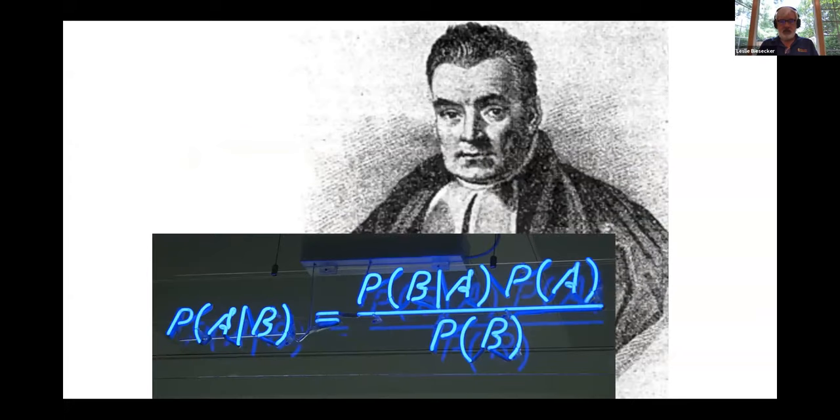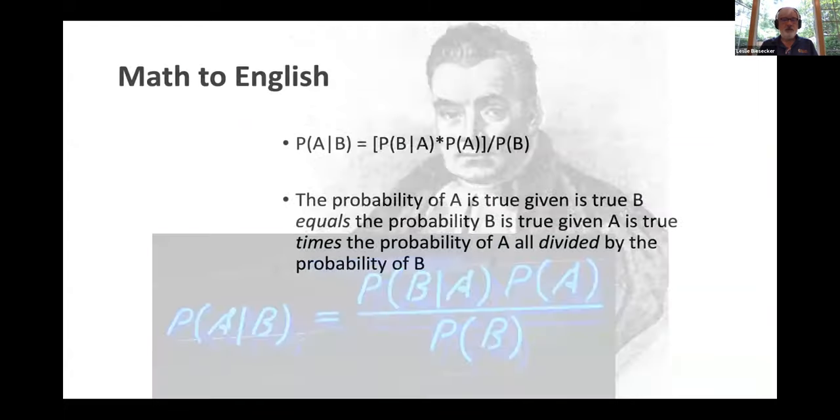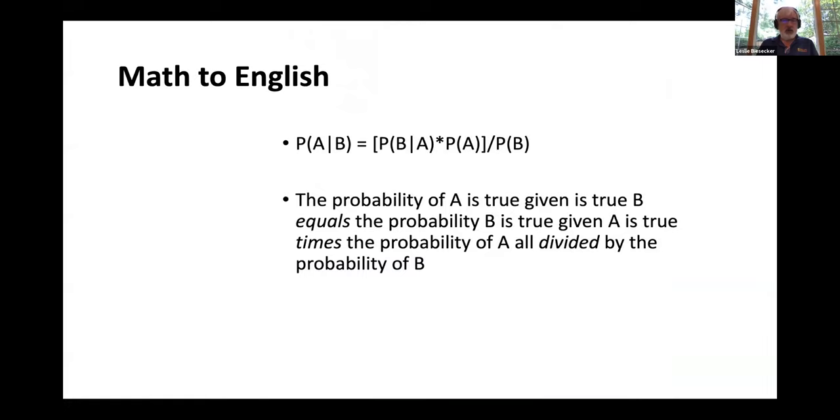What he actually said is written like this, and you're looking at that and saying, oh boy, here he goes with equations. I hate this stuff. So let's just talk about it in English. The Reverend's equation was this. What it says, if you read it in English, is that the probability of A being true if B is true is equal to the probability that B is true if A is true, times the probability of A, all divided by the probability of B.